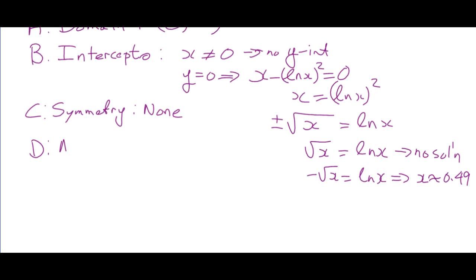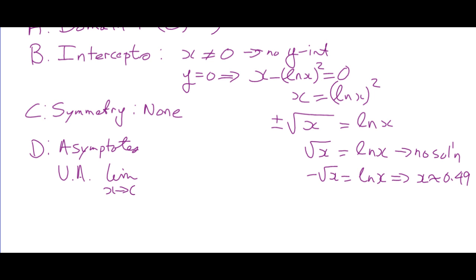Asymptotes. So, any vertical asymptotes? Think about ln x. X equals 0, right? So think about the domain. We know that x can't be 0. Now, we only need to approach from above, right? Because it's not defined at 0 or below.